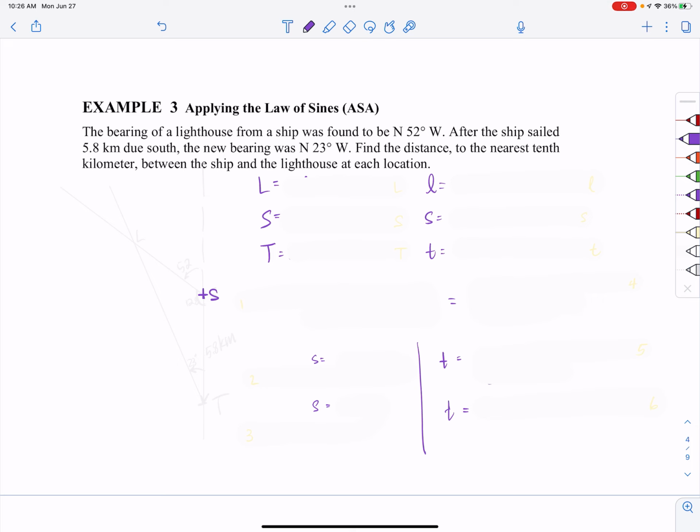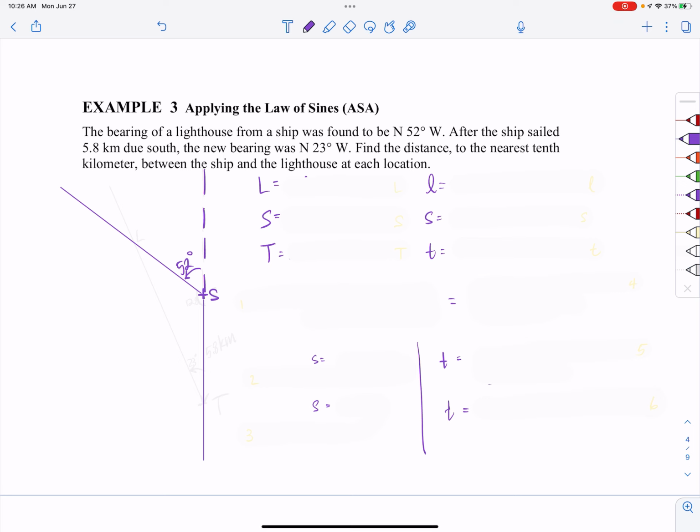So the very first thing I'm going to do is establish my north line. This is my north from the ship. And I'm going to go west of that 52 degrees. Okay, the lighthouse is somewhere on this line of sight. I don't know where exactly yet, but it's somewhere on this line of sight. Okay, so then what happens is that the ship sails south. The ship actually takes a trip and it is sailing south.